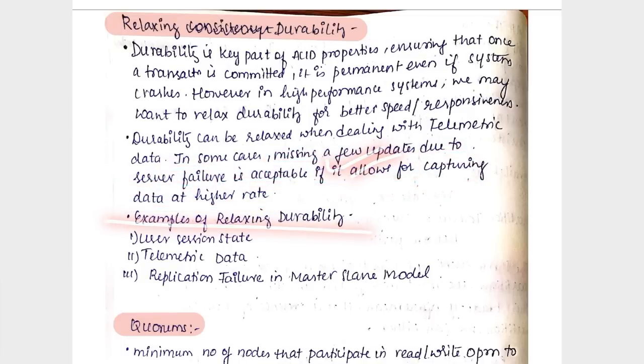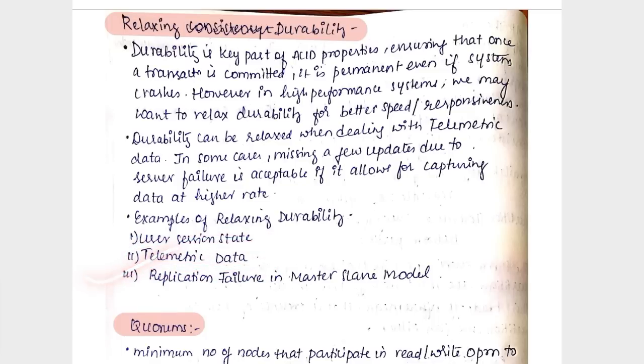Looking at the examples of relaxing durability, the first one is user session data. For example, in web applications, losing the session state data may not be a disaster because it is temporary data, and the system can sacrifice this for faster response time. Next we have telemetric data. When capturing data from physical devices, it becomes more important to collect the data quickly rather than guarantee that no data is lost in case of a crash. So here we are focusing on collection of data rather than on whether data is lost or not.